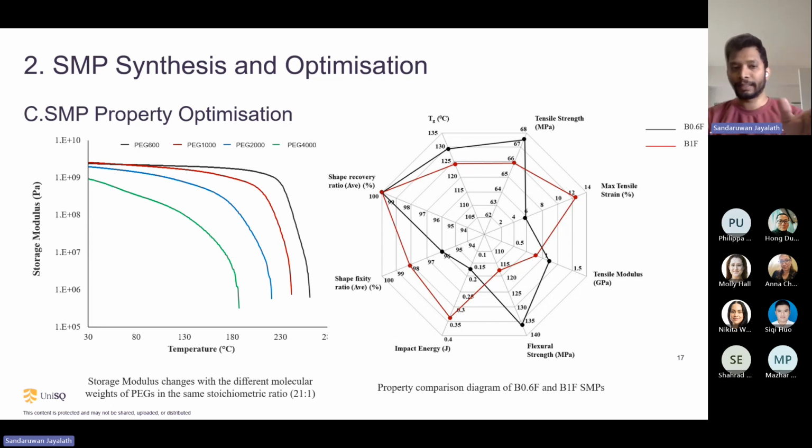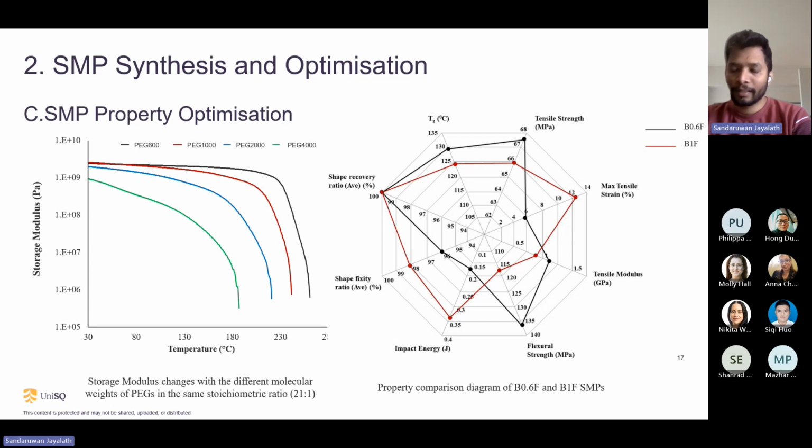And even so, in this storage modulus graph, as you can see, we used the same stoichiometric ratio, 21:1. That is 21 meaning cyanate ester molecules and 1 meaning polyethylene glycol. Here you can see how they performed with the same stoichiometric ratio. You can see that polyethylene glycol 600 and 1000 performed particularly well, so we chose these two variations to go forward with and see which one is the best.